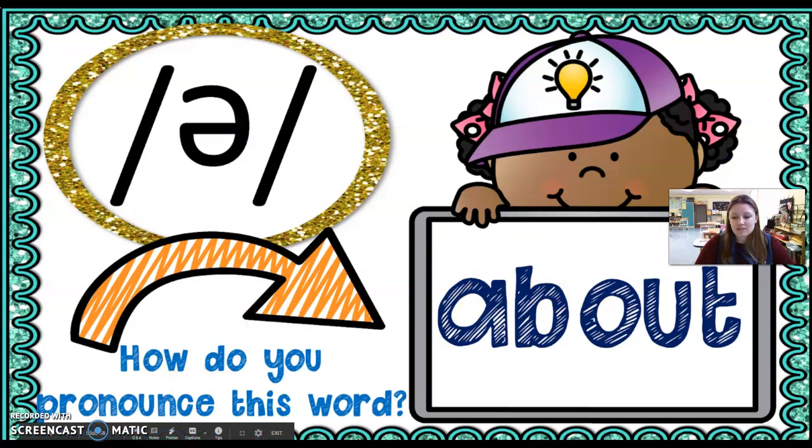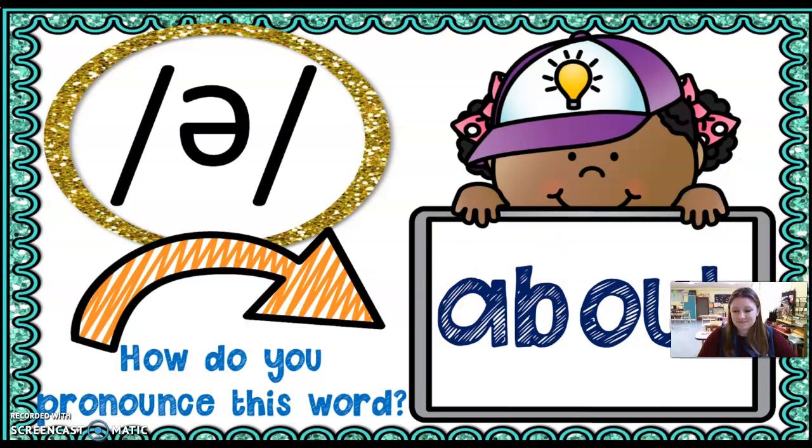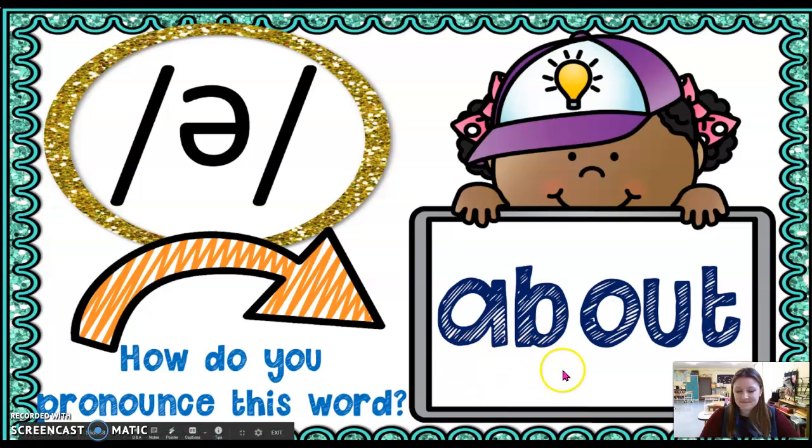How would you pronounce this word? Well, if you didn't know the schwa sound, you might say "a-bout." Is that correct? Does that word say "a-bout"? No, it says "about." About. Which means my A is making a schwa sound.